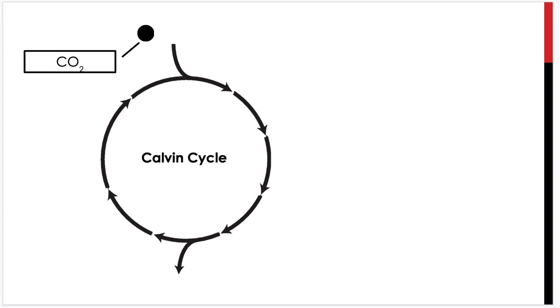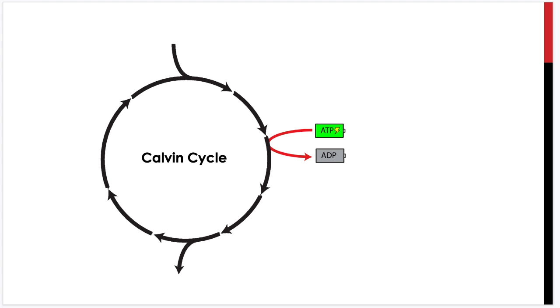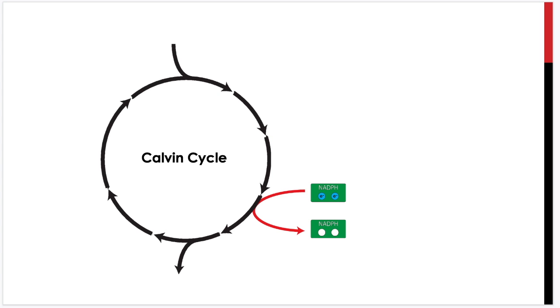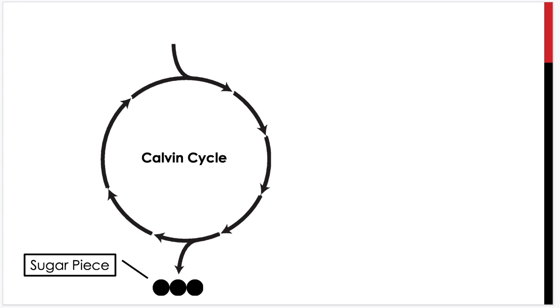The Calvin cycle needs 3 CO2 molecules that we get from the atmosphere. They will enter the Calvin cycle. We will use the energy from ATP. We got that energy from the light reactions. Then we'll have NADPH come in to give us some high energy electrons. Those were from photosystem 1 in the light reactions.